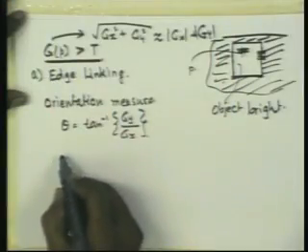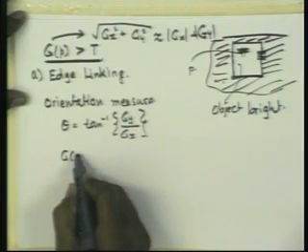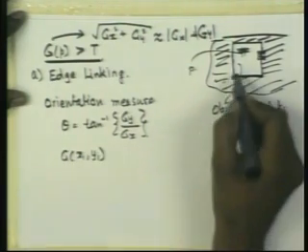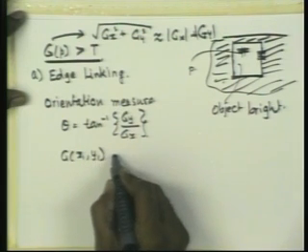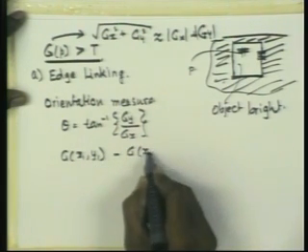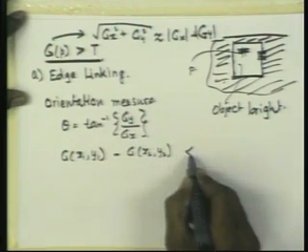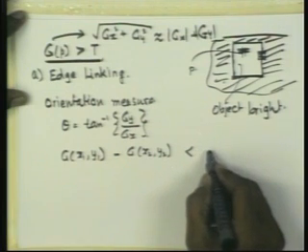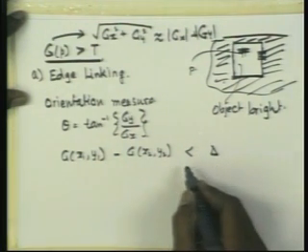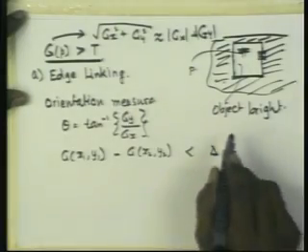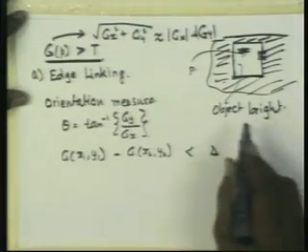So we'll need to know the value of the magnitude of the gradient. What we can simply say is that if g of x1, y1, which is one of the pixels likely to be a boundary pixel, minus g of x2, y2, another neighboring point, is less than some delta, then the intensity of the edge is almost the same. That means it's likely to belong to the same edge.